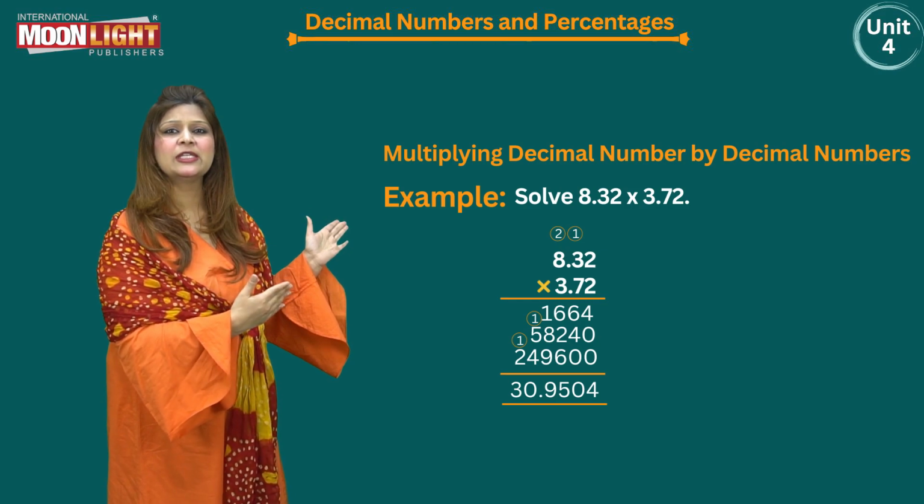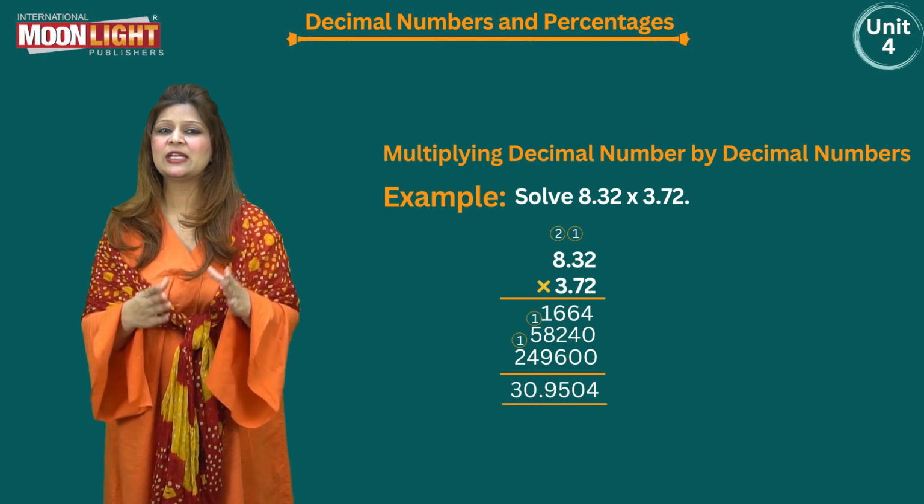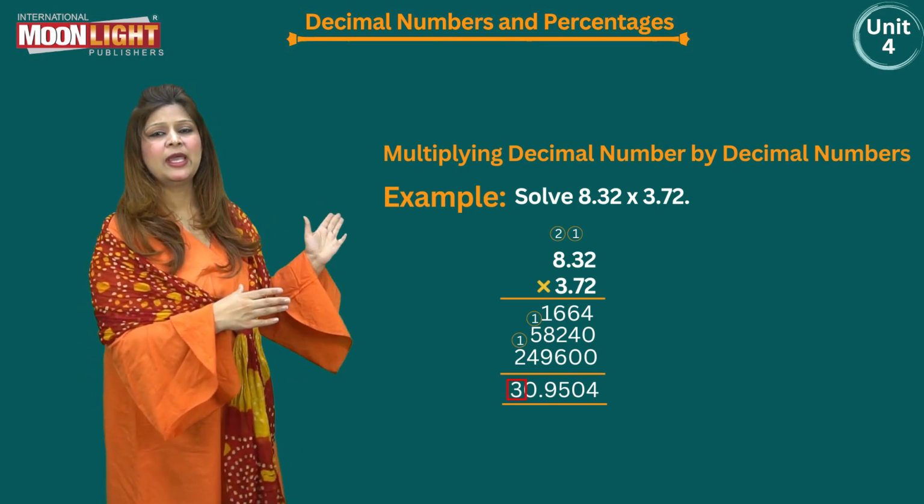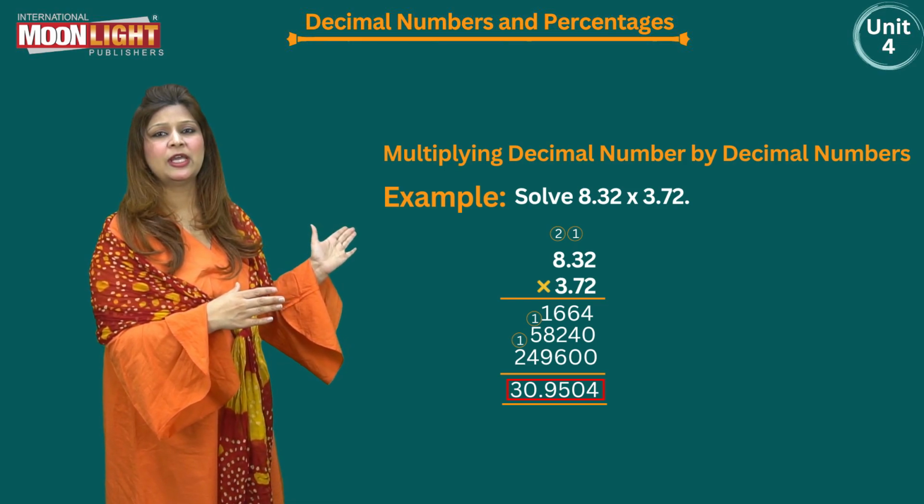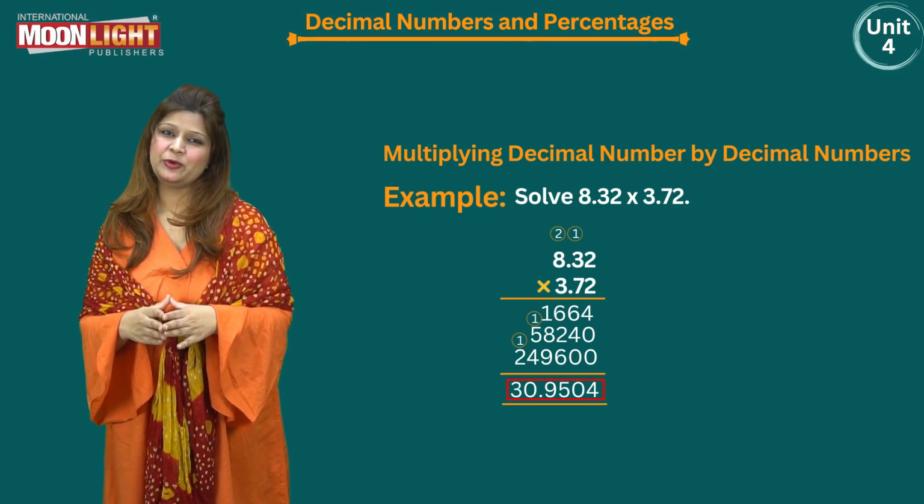6 plus 4 is 10. 10 will come over here and 1 number will go as a carry on the number 2. So 2 plus 1 is 3. So my answer is 309504. But now there is a point to remember.